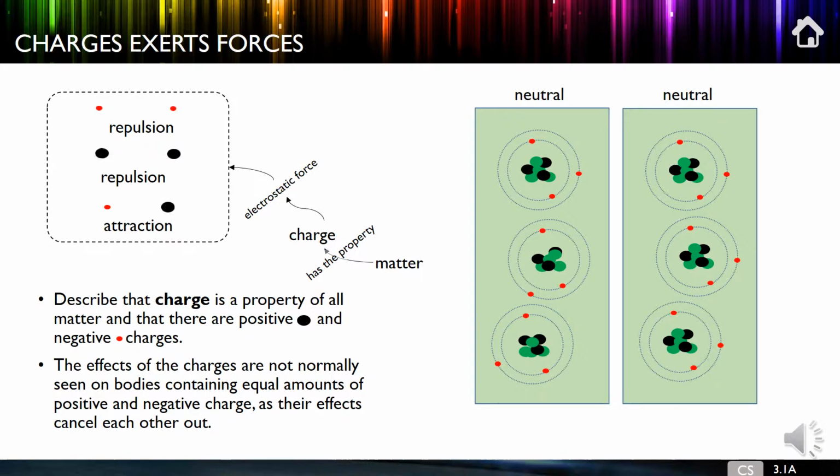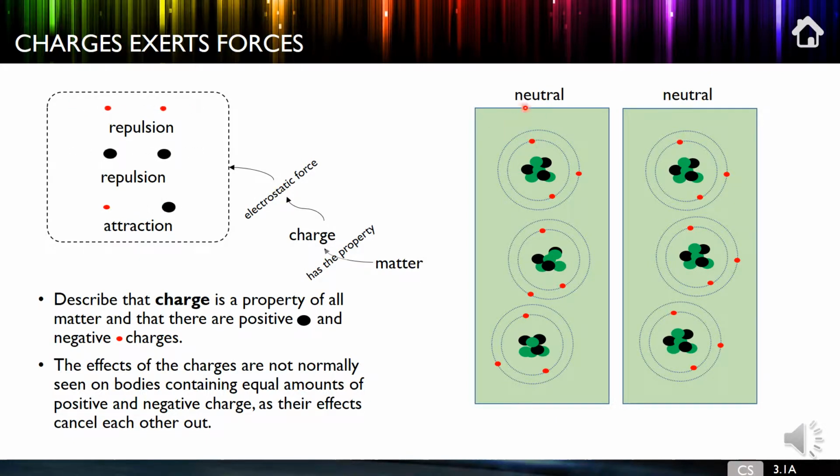So here we have the starting point again. Matter has the property charge. What does that mean? It means it can exert a force. So there are three fundamental particles. The green ones here are neutrons. They are not charged. They cannot exert a force. But the black ones, the protons and the electrons, can.